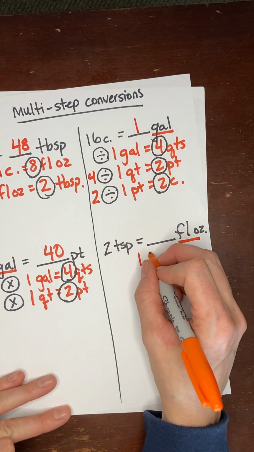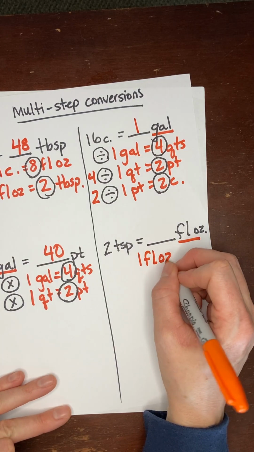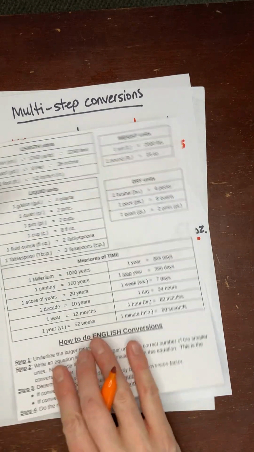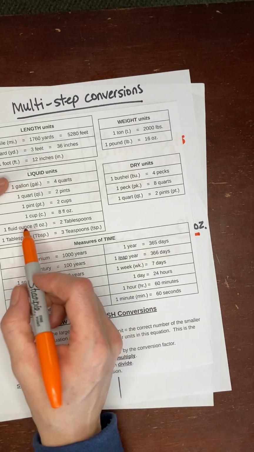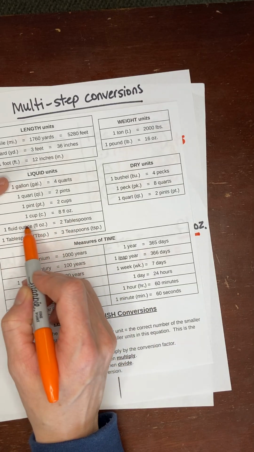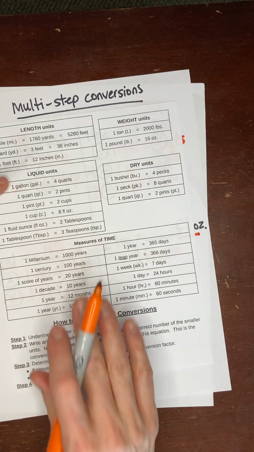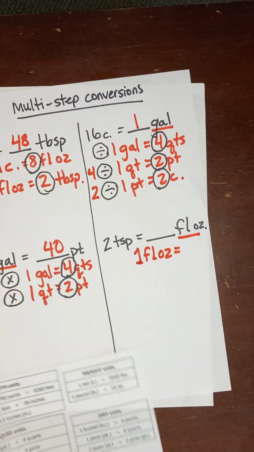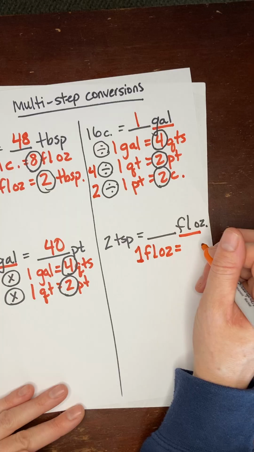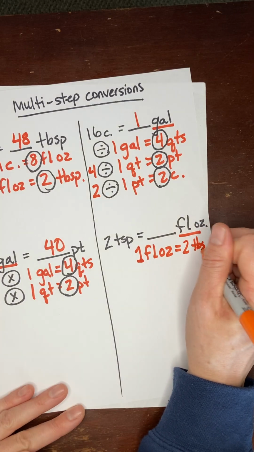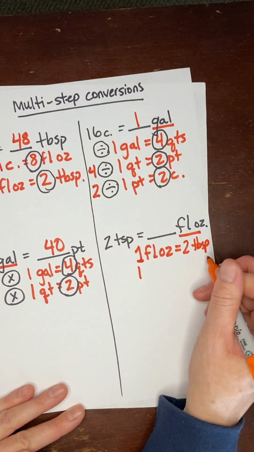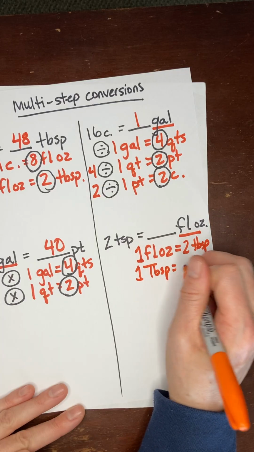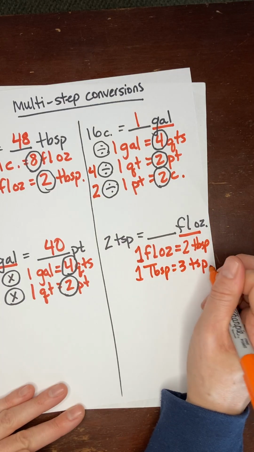So we need to write 1 fluid ounce equals, let's look on here. We're going to teaspoons, aren't we? 1 fluid ounce equals tablespoons. I don't have a direct relationship, so we're going to need to do 2 conversions. Ounce to tablespoon, tablespoon to teaspoon. Okay, so 1 fluid ounce equals 2 tablespoons, apologies. 1 tablespoon equals 3 teaspoons.